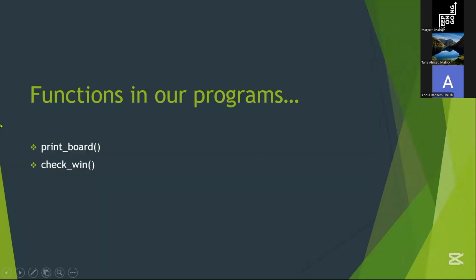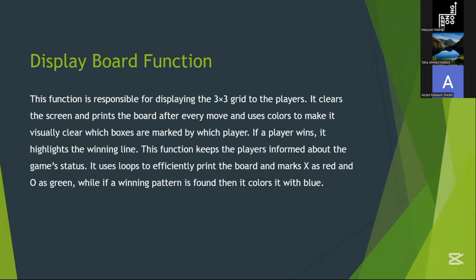Thank you. So our program contains two functions. One is the printBoard function to print the board, and the other is the checkWin function to check if any player is winning. The printBoard function is responsible for displaying a 3 by 3 grid to the user. It first clears the screen using the system function, and then it uses color-coded symbols to draw the grid. And if a player wins, it highlights that winning line too. This function keeps the player informed about the game's status.